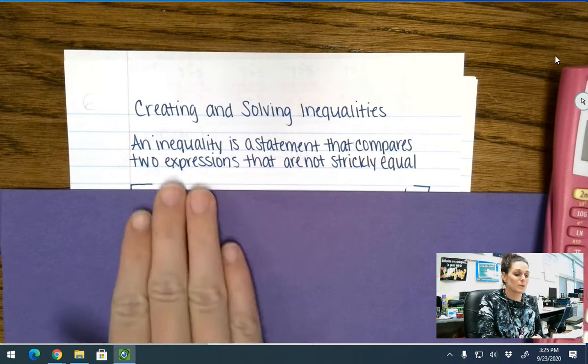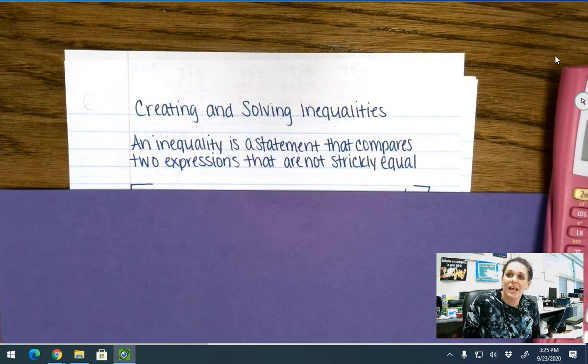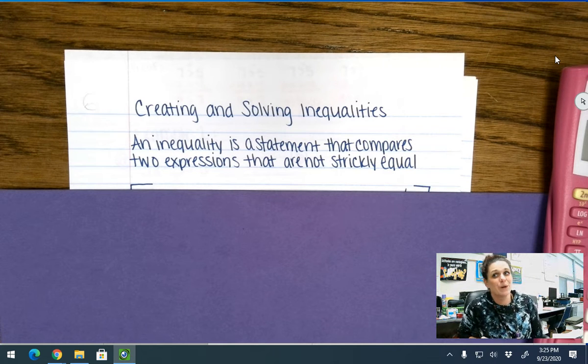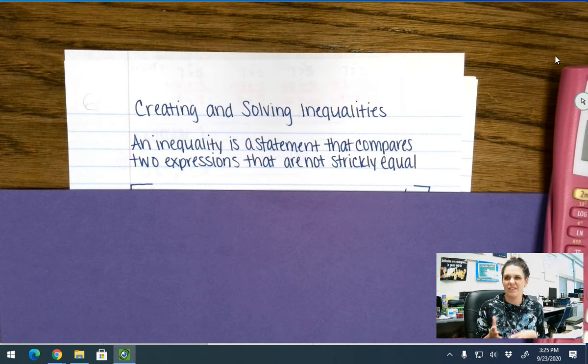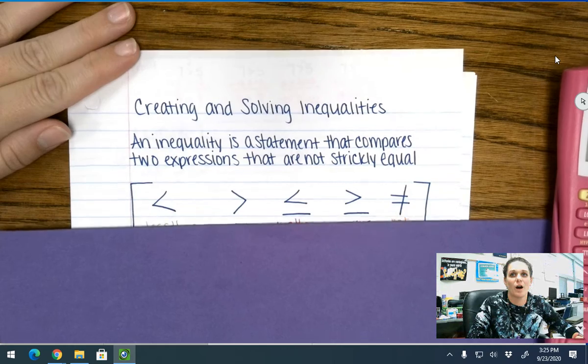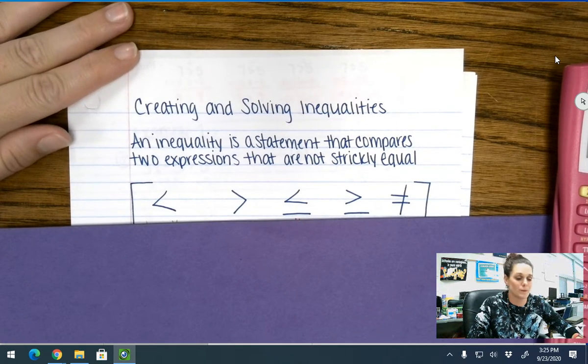So first and foremost, we're going to write our title, Creating and Solving Inequalities. We need to understand that an inequality is a statement that compares two expressions that aren't strictly equal. Now, there are some symbols that have an equal to it, but this is giving that range of numbers that are less than this or numbers that are greater than this. And that's where we get our 5 different symbols.